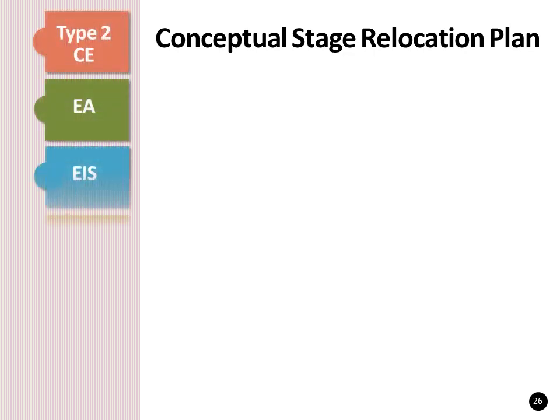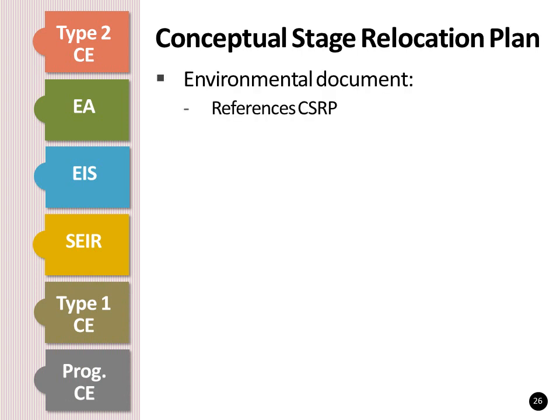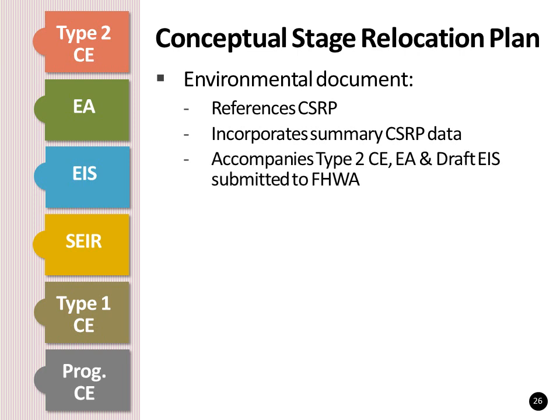When relocation potential is indicated during the project SCE evaluation, the District Right-of-Way Office prepares a Conceptual Stage Relocation Plan, or CSRP. The CSRP is referenced in the environmental document, and relevant summary data and discussion are incorporated in sections pertaining to relocation effects. The plan accompanies the environmental documents listed when submitted to FHWA for review.